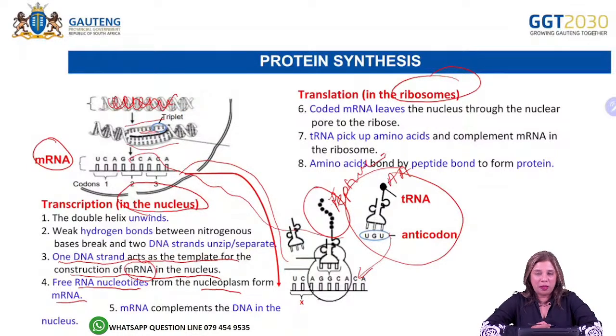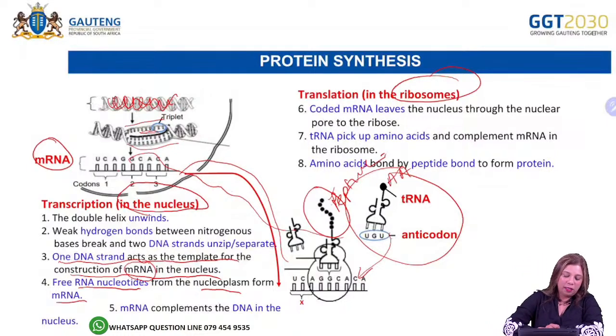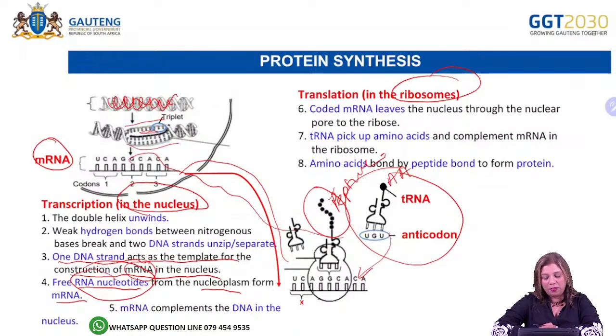So key points to remember: you may be able to identify the site at which transcription is taking place and translation. You also need to distinguish between DNA replication and protein synthesis, knowing that in DNA replication, two strands are used as a template, and in protein synthesis, one strand. And in protein synthesis, we have RNA nucleotides, whereas in DNA, we have DNA nucleotides. Okay? So those are key points for you to remember.